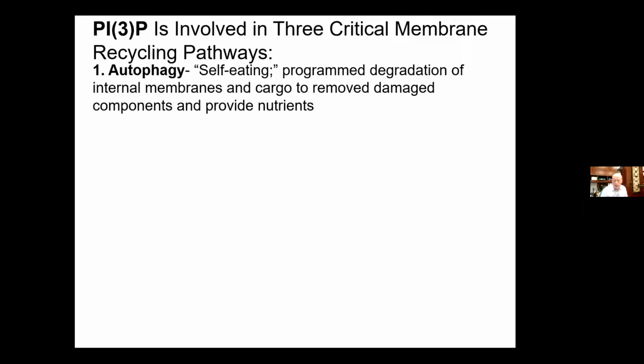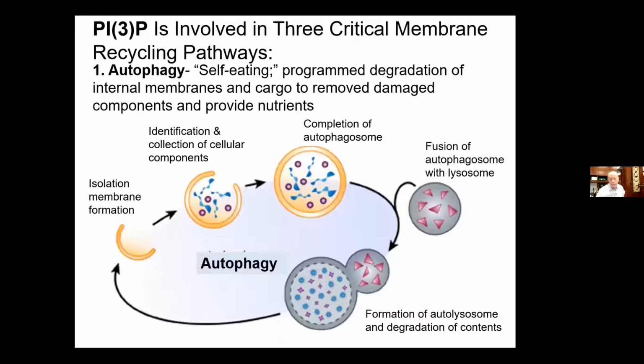Autophagy is so-called self-eating. This is the programmed degradation of internal membranes and cargo to remove damaged components and provide nutrients. And what you have in the case of autophagy is a formation of these interesting sort of U-shaped double membranes that start to accumulate cargo within them in these omega structures, and then they eventually seal to form autophagosomes with a lot of ubiquitinated and non-ubiquitinated cargo inside them, which is eventually fused with the lysosomes and degraded. And when it's degraded, it can release its contents into the cytoplasm for nutrition purposes.